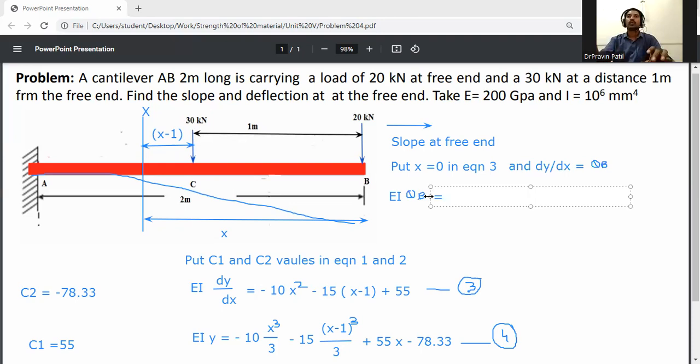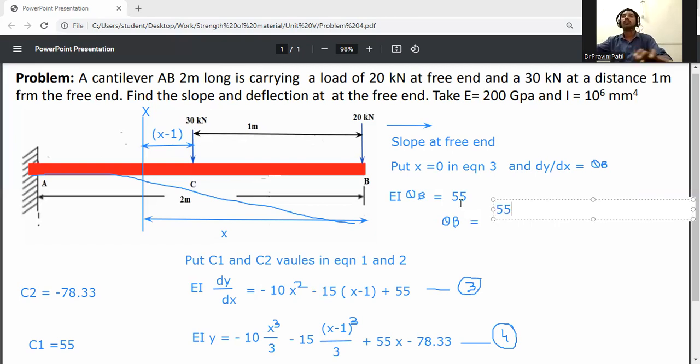So minus 10 x, x will be 0, so this term will be 0. And the second one is minus 15 times x minus 1; x is 0, so 0 minus 1, so this term will be taken as 0, because we get a negative value in the bracket. So only 55 remains. So theta b is equal to 55 divided by EI.